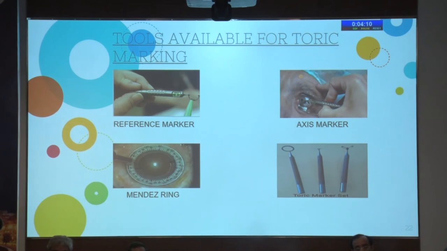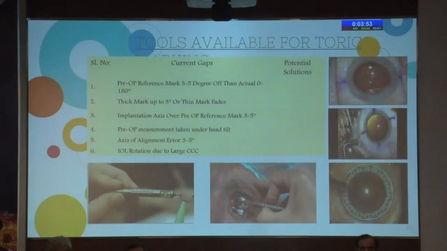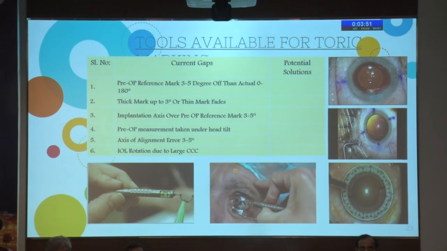What we need to do, we have to do two step marking. One is reference marking and another is axis marking. So for reference marking there are different markers available, and for axis marking the Mendez ring and toric marker set is available. So what are the current gaps in toric marking?